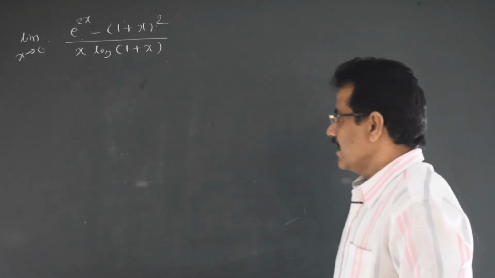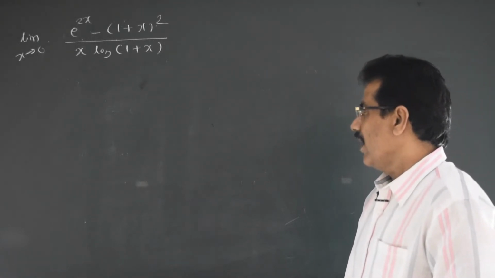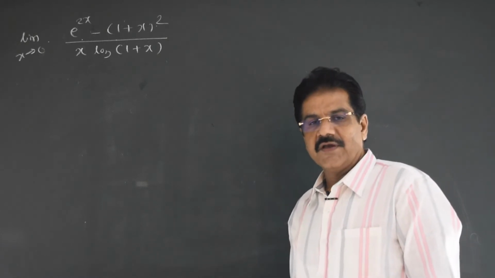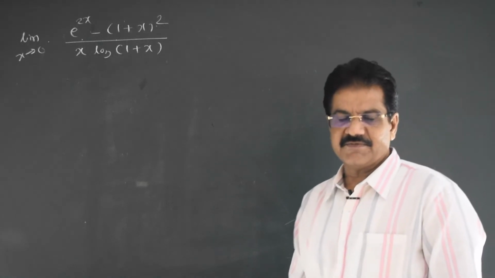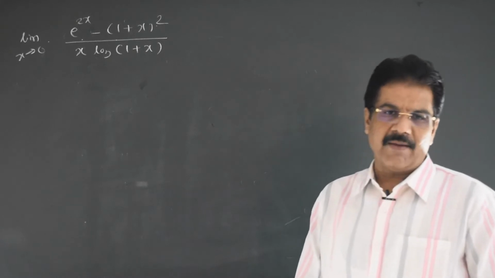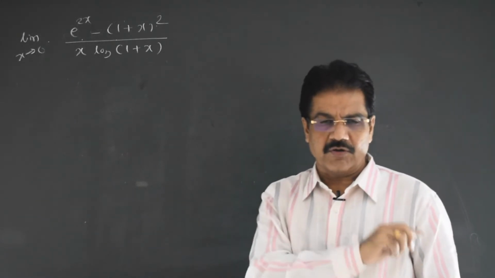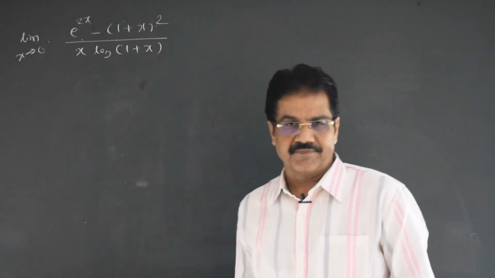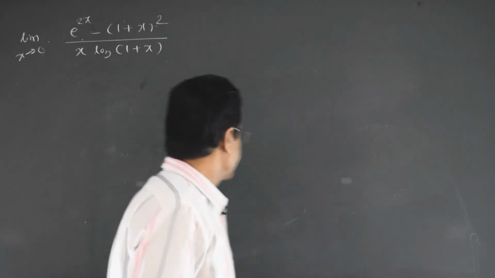Example number 3. Limits as x tends to 0, e raised to 2x minus 1 plus x whole square upon x log of 1 plus x. Now here, before applying L'Hospital's rule, I would like to do one adjustment. Why is it so? If you observe denominator, and if you want to apply L'Hospital's rule, we have to take a derivative of denominator using product rule, and if you use product rule, number of steps will go on increasing. And that's why I would like to do the adjustment in this manner.